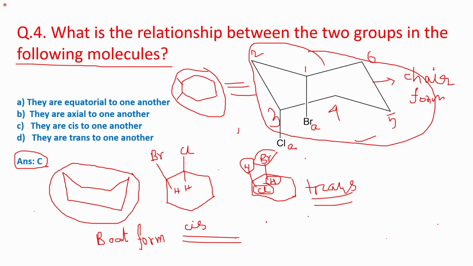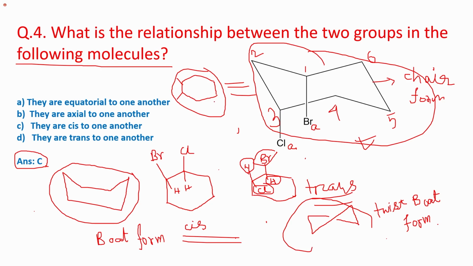So there is also one another form that exists in stereochemistry. This is called the twist boat form. So this is the twist boat form. Sorry, this is the chair form. This is the boat form. This is the cyclohexane form.